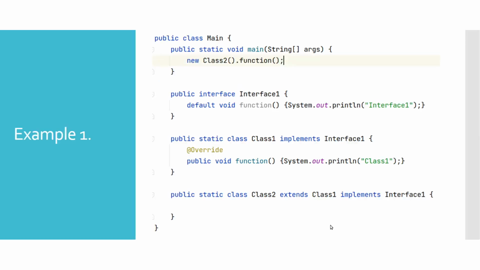What is the output of the currently displayed example? The correct answer is Class 1. The reason for this is that the compiler will always choose the method implementation from the class rather than the one from the default method defined in an interface.